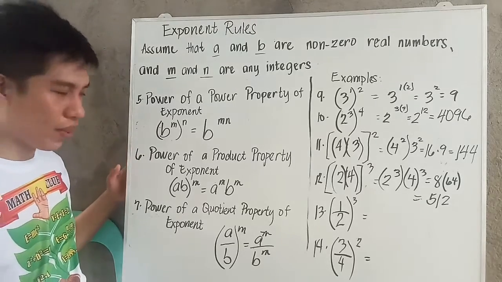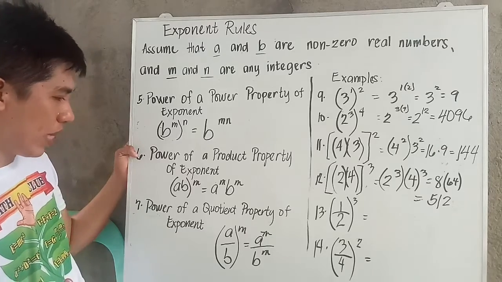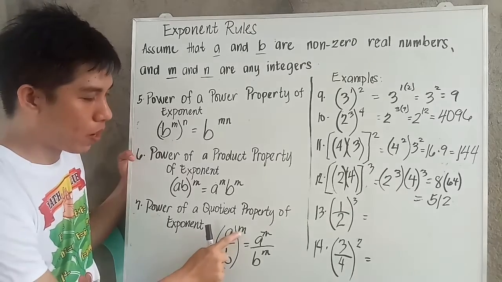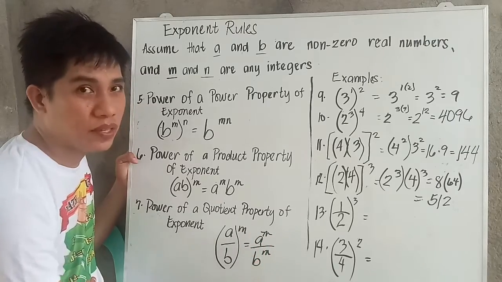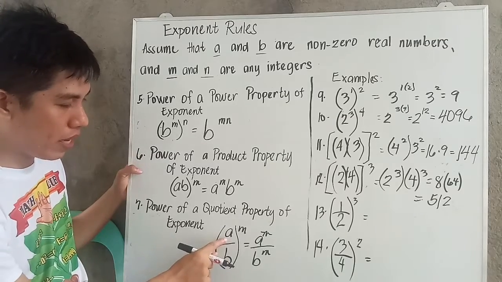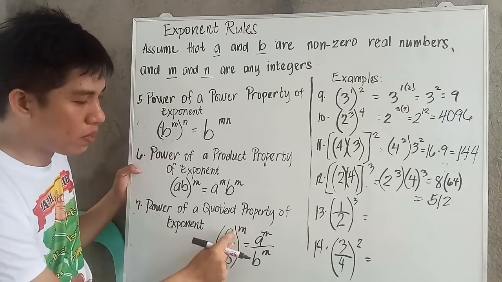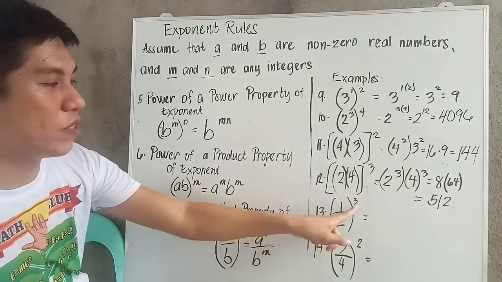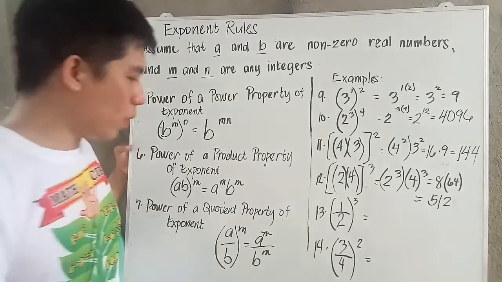So the last rule under the exponent, we have the power of a quotient property of exponent. So in this case, a over b raised to the power of m is the same as a raised to the power of m over b raised to the power of m. So here, our base would be a over b. So we will distribute the exponent on each value in the numerator and at the same time on the denominator. So for example, we have 1/2 raised to the power of 3, though we know that that is equal to 1 over 8. So we will apply.